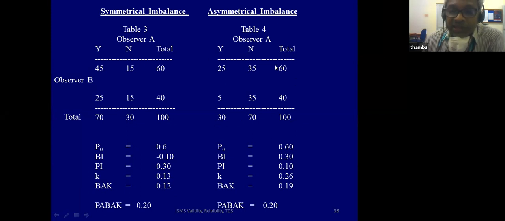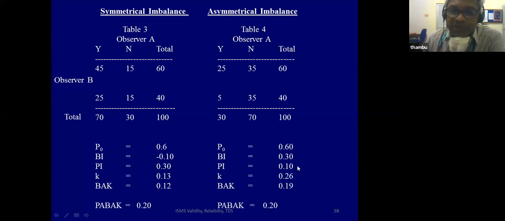There's 30 here and 60 here, 40 here and 70 here. So there's a bit more asymmetry here. The prevalence still remains the same. The observed agreement is 0.6, here also 0.6. The bias index here is minus 0.1. The prevalence index is 0.3 here.